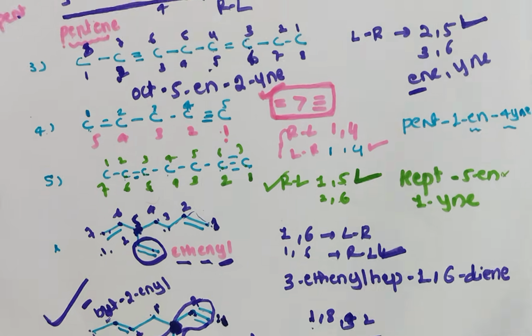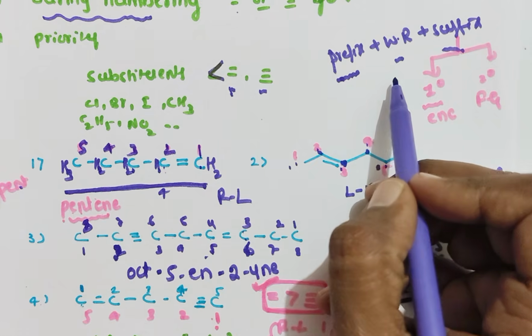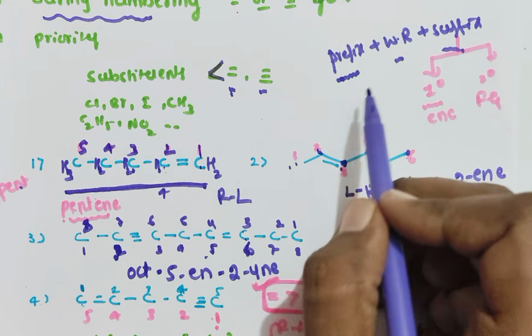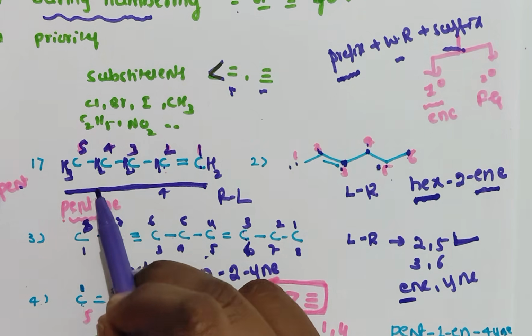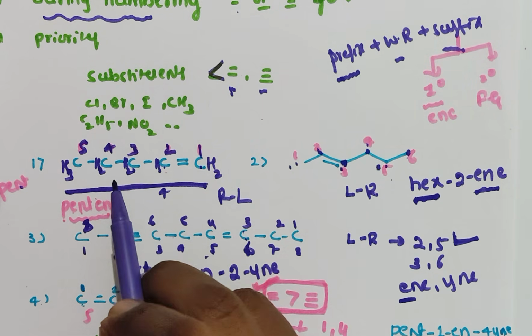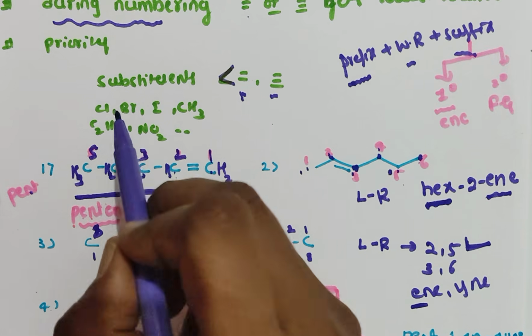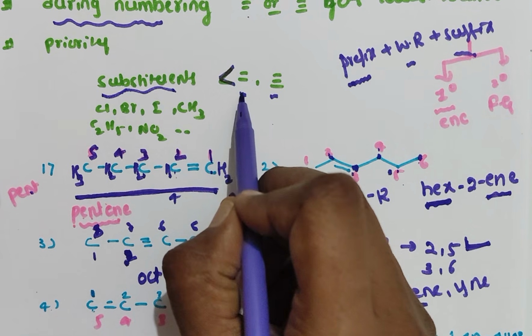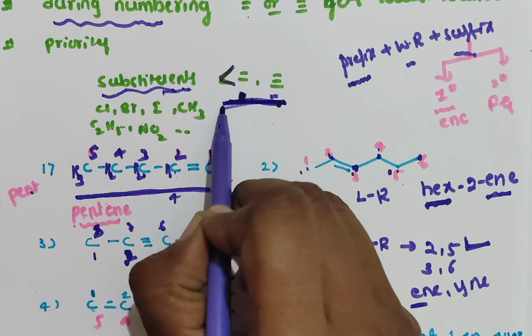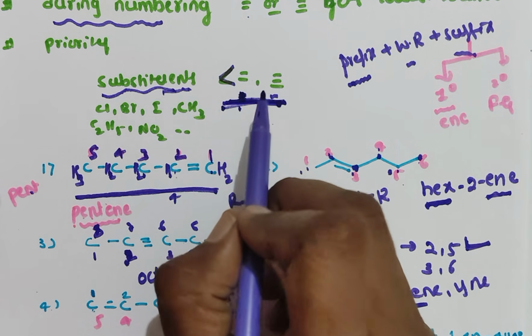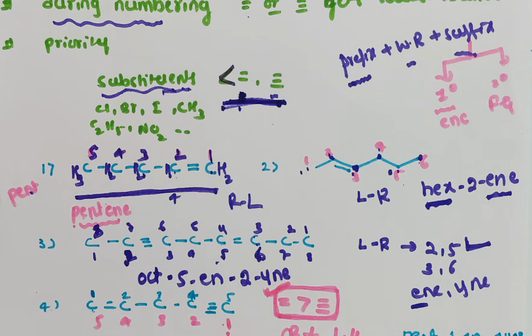So our nomenclature has 3 parts: prefix, word root, suffix. And what are the basic rules? Select the longest chain which has the maximum number of double and triple bonds. Numbering is done in such a way that the double bond and triple bond atoms get the lowest possible number. If our compound contains both double bond and triple bond, always preference goes to the double and triple bond carbon atoms getting the lowest possible number. These are the basic rules. You have to apply these rules and solve many examples, because this is a complex concept. After that you will get the result. Okay, thank you very much.